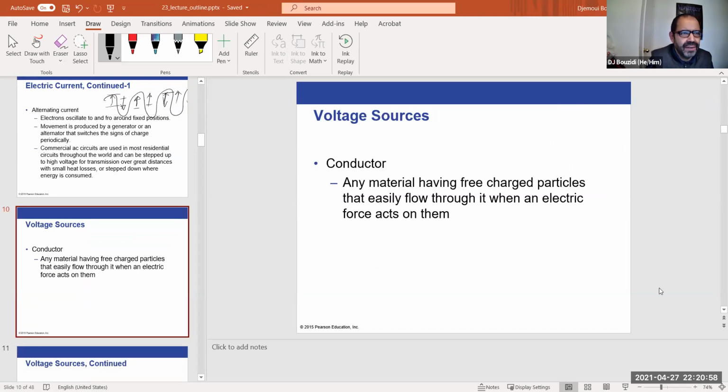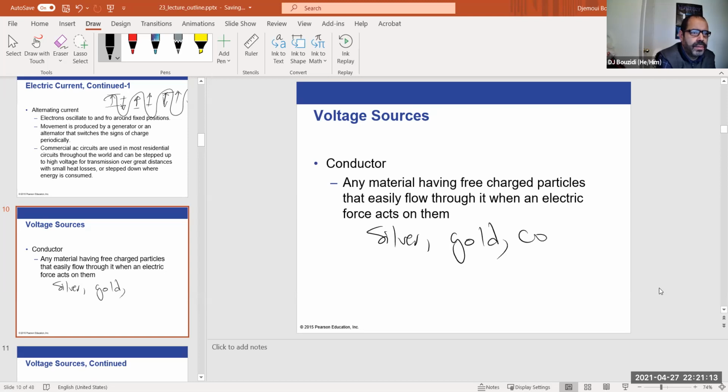A conductor is any material having free charged particles that easily flow through it when an electric force acts on it. Case in point: silver, gold, copper. Cu, the symbol for it.